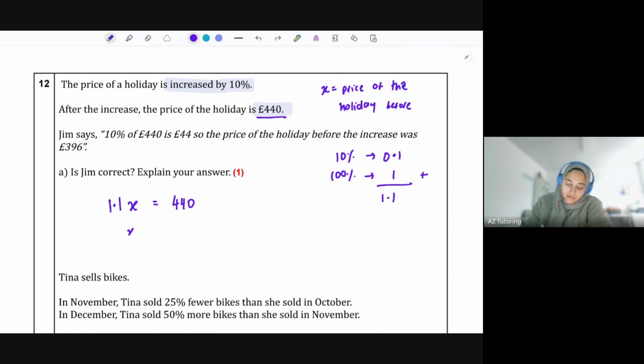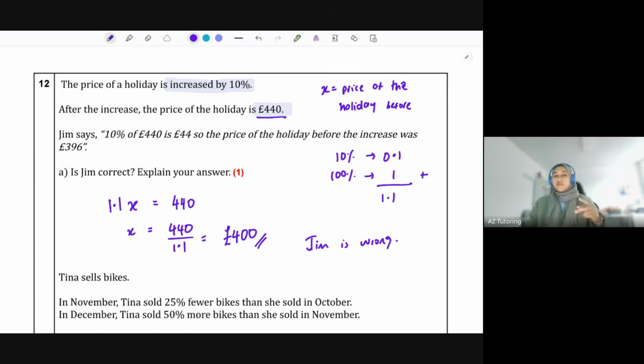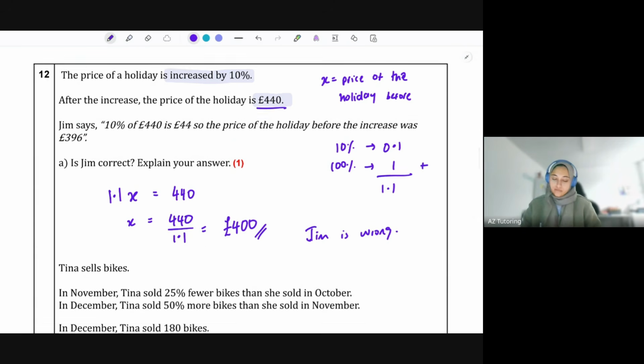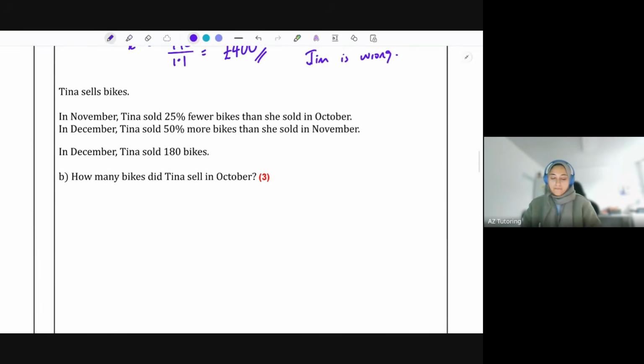To get X by itself, because it's timesing by 1.1, the opposite of timesing by 1.1 is dividing by 1.1. So 440 divided by 1.1, we get £400. So that means Jim is wrong. He's worked out the 10% of the price after he should have done that from before. Okay, so that's question 12A.